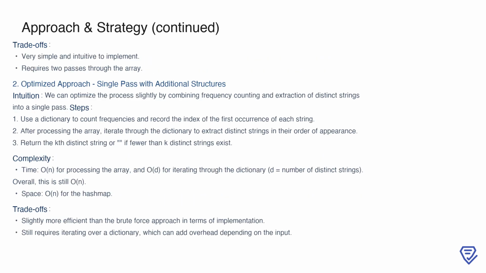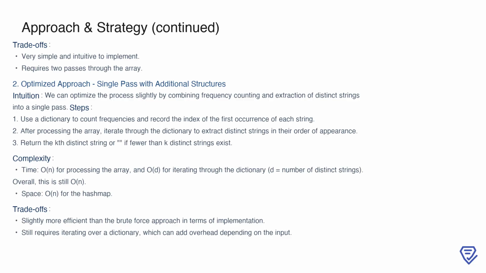While the brute force approach is simple and easy to implement, it does require two passes through the array, which can be seen as a trade-off. To address this, we can consider an optimized approach that combines frequency counting and the extraction of distinct strings into a single pass. Here's how it works: as we traverse the array, we use a hash map to both count the frequencies and record the index of the first occurrence of each string. Once the array is fully processed, we can iterate through the hash map to extract distinct strings in the order of their first appearance. This reduces the need for a second pass through the original array.